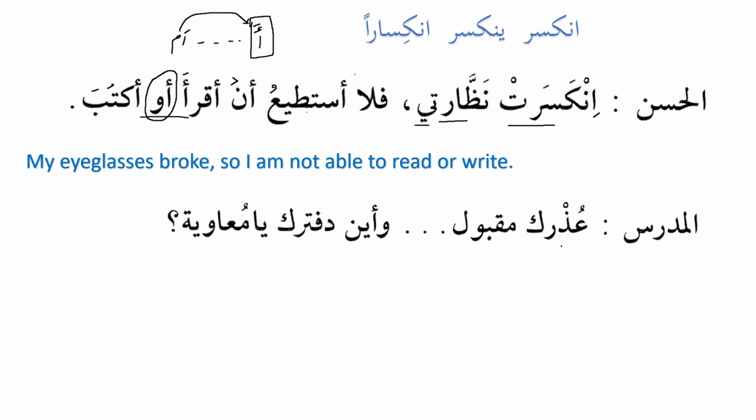Al mudarrisu: udhruka maqbulun, another very beautiful expression. Your excuse is accepted. Now maqbulun, as we know, is on the pattern of maf'ulun, and that means passive. So now we should see what is the difference between inkasara or inkasarat, because we know that it gives the passive meaning, and maqbulun is also passive. So what is the difference?